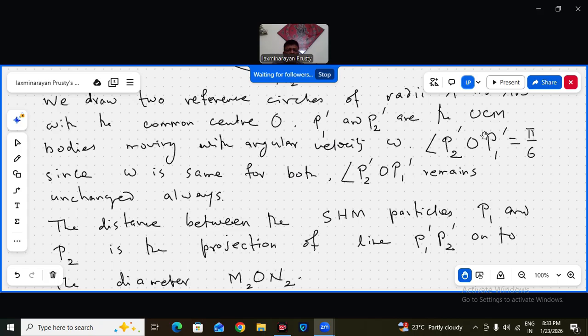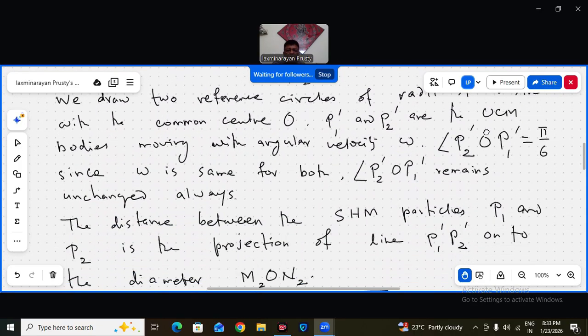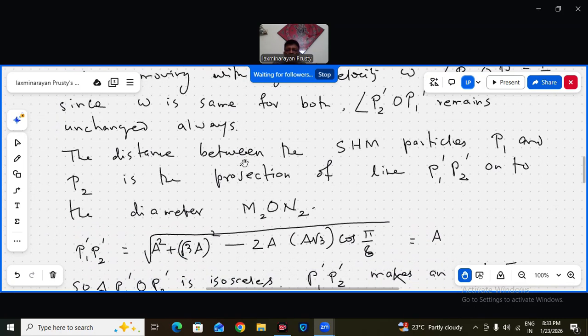the angle between these two amplitudes will always remain the same, because this is moving with the same omega, and this also has the same omega. So the angular separation between them will not change. Okay, you have understood this.